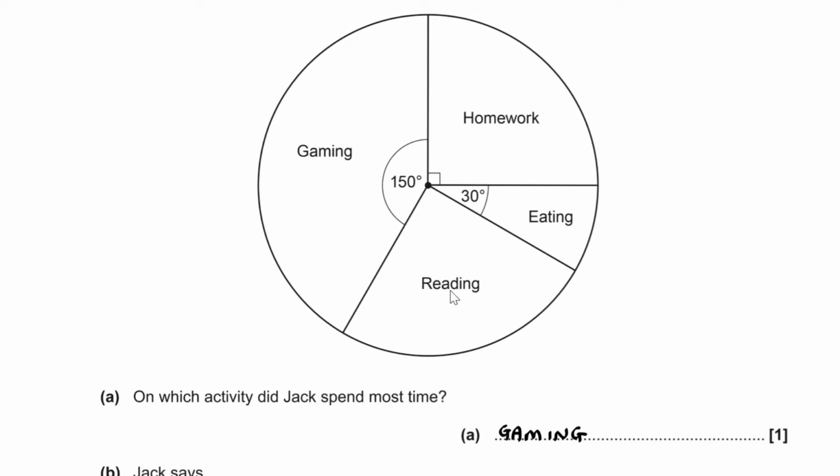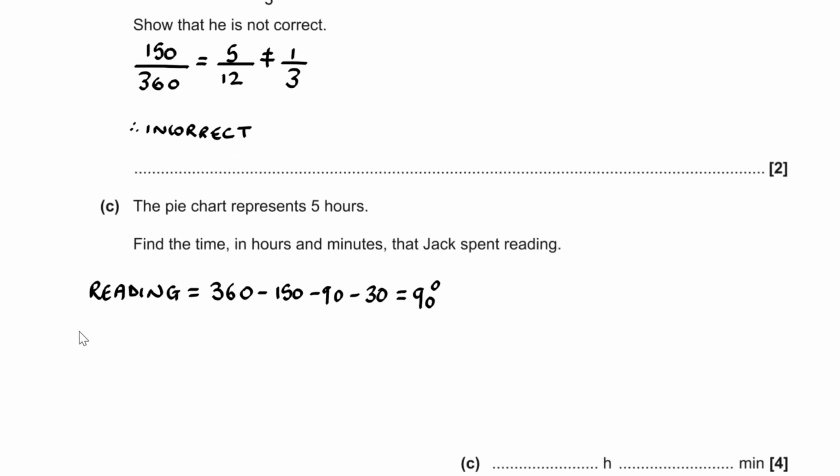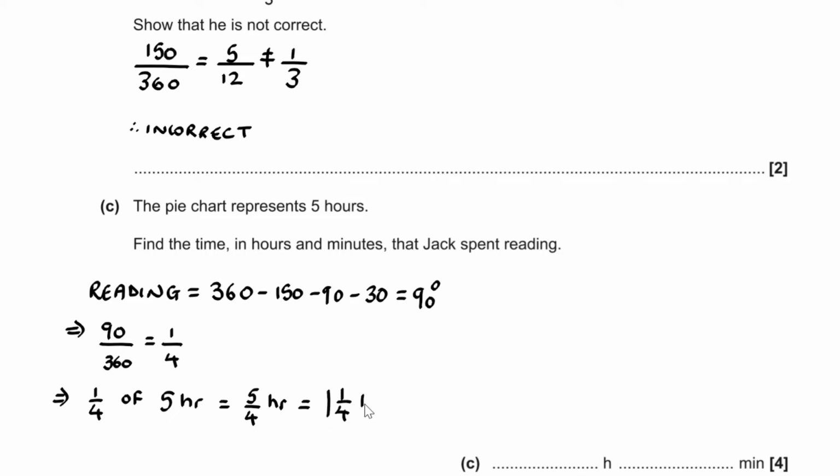So we've got 5 hours and 90 degrees, that would represent 1/4, because 90 divided by 360 gives us 1/4, and therefore we've got 1/4 of 5 hours, which is equal to 5/4 hours, which is 1 hour and 1/4 hours. And the 1/4 hour, that would represent 15 minutes. So we've got 1 hour, 15 minutes.